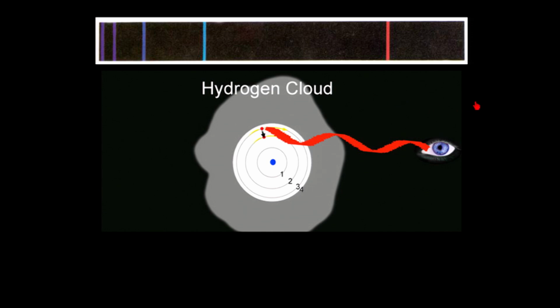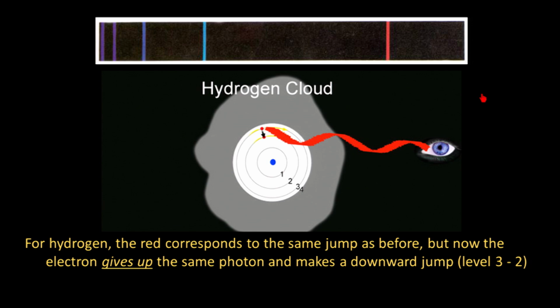So in this example, we end up having the energy levels change, but for hydrogen, the red corresponds to the same jump as before, but now the electron gives up its energy as a photon, and then it comes down from level 3 to level 2. And so what we end up getting is essentially two patterns. If this is the element hydrogen producing an absorption line spectrum, this is the element hydrogen producing an emission line spectrum. The colors that are missing happen to be the colors that are present because it's the same orbit levels.